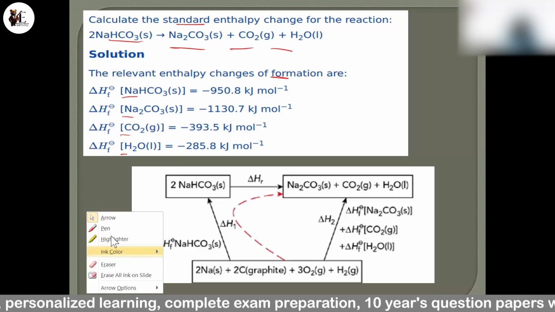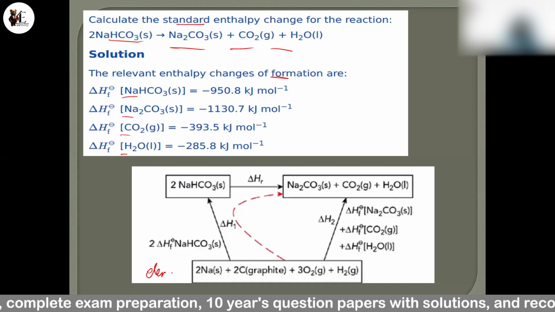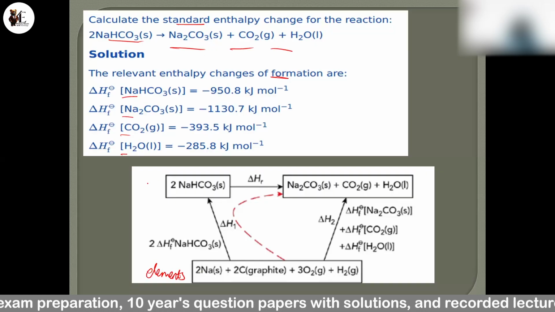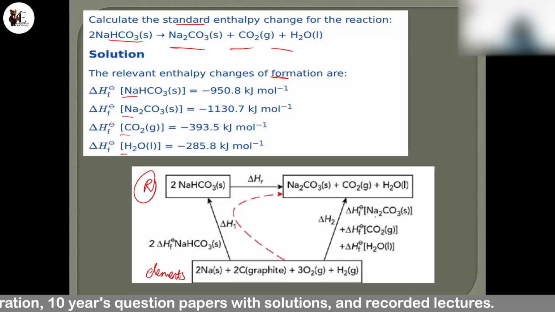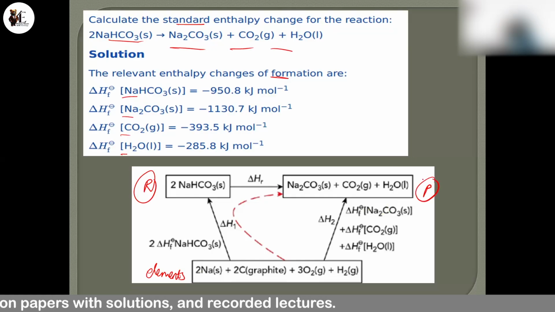This is the Hess law diagram. So here you can see that these are your elements. It is your reactant, it is your product. So use the formula, solve it, and tell me the answer. The enthalpy of formation means 1 mole of the compound is formed from its elements in the standard state.